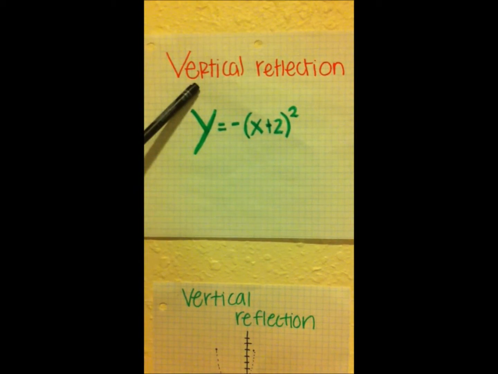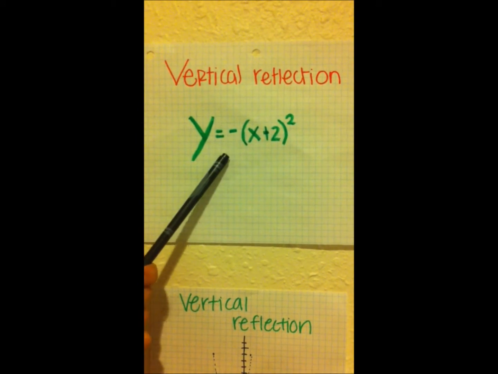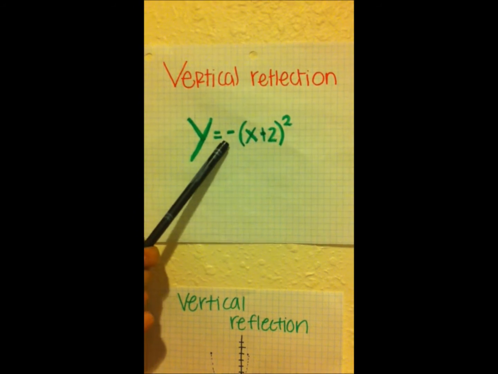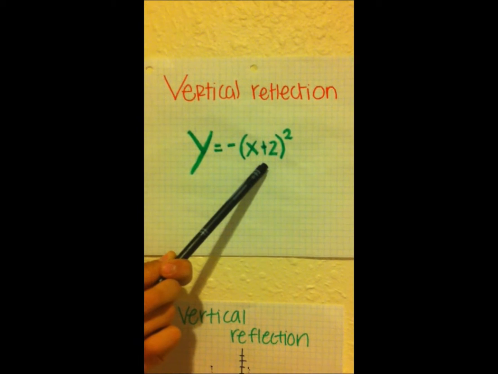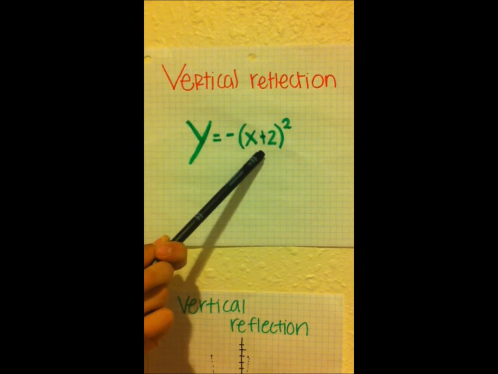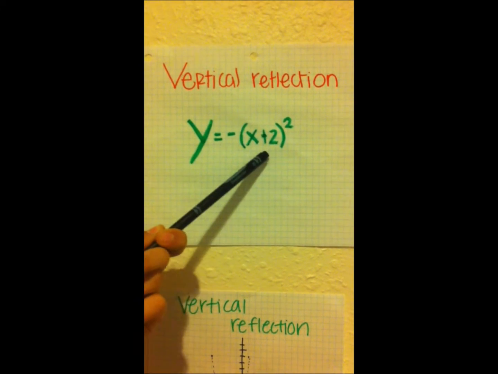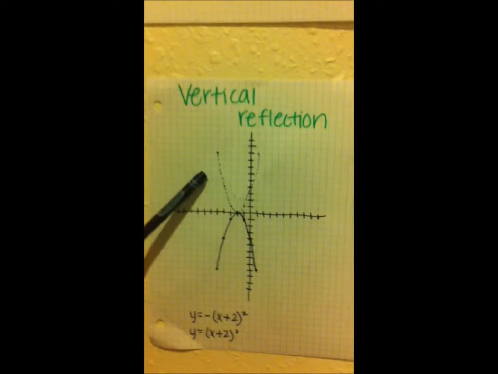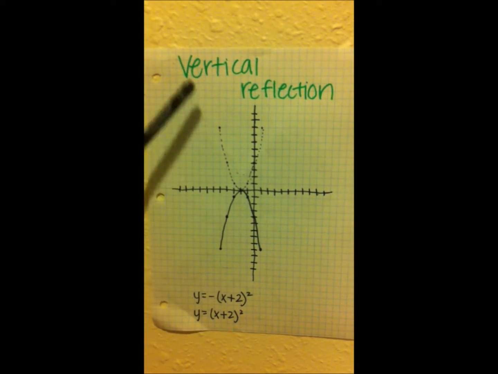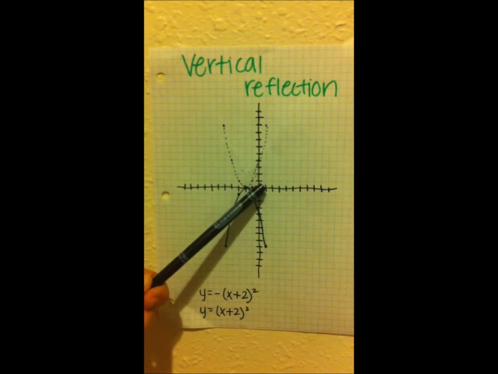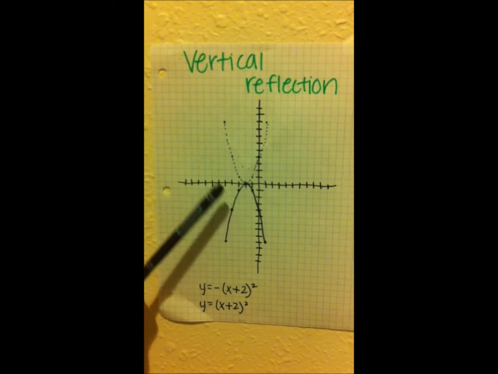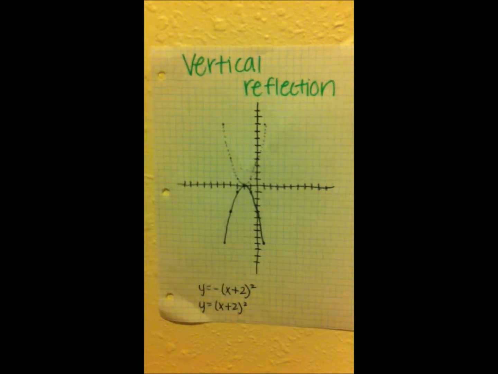Now to identify a vertical reflection, you're always going to want to look outside the parentheses to see if there's a negative sign. As you can see in this case, there is. Now keep in mind, inside the parentheses, everything's going to go opposite. So in this case, the graph is going to shift 2 units to the left. Let's look at this on the graph. It reflects over the x-axis because of the vertical reflection, and it shifts 2 units to the left. 1, 2, and all y values change.